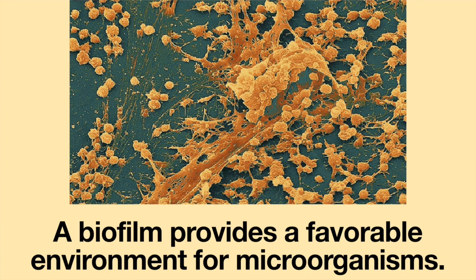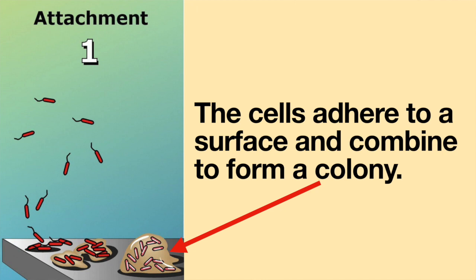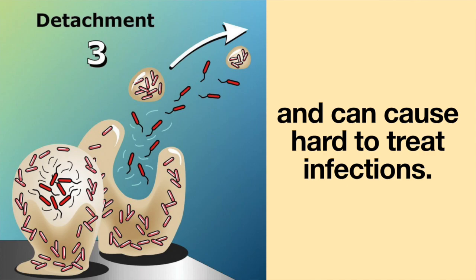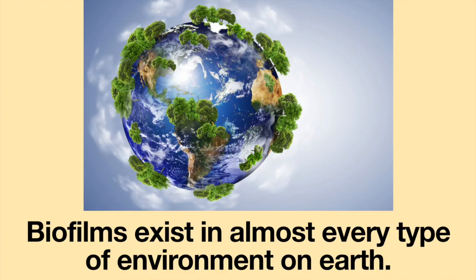A biofilm provides a favorable environment for microorganisms. The cells adhere to a surface and combine to form a colony. Once they form a colony, the cells can work together to evade predators, including the immune system, and can cause hard-to-treat infections. Biofilms exist in almost every type of environment on Earth.